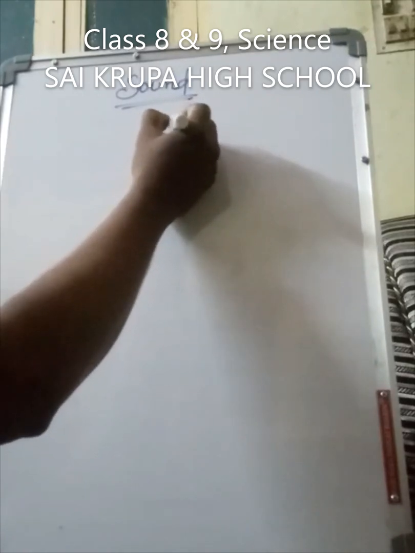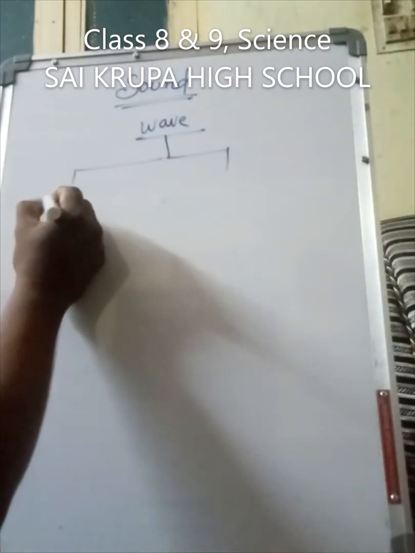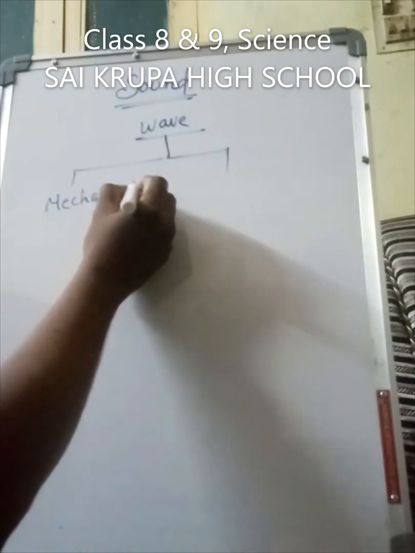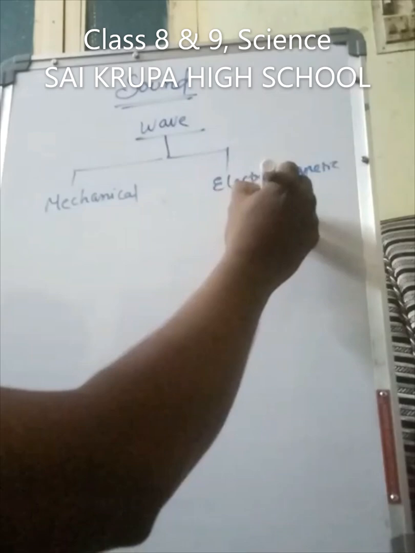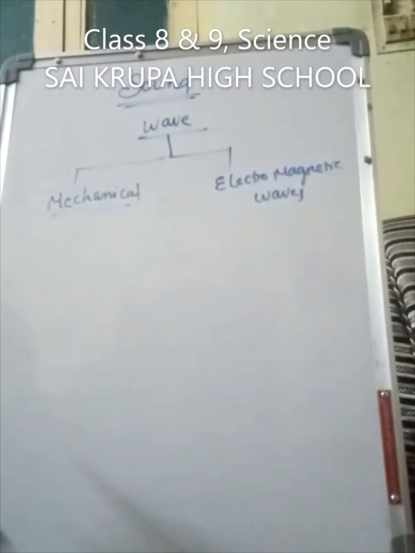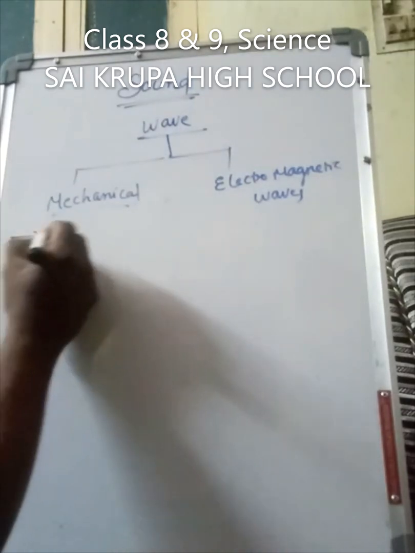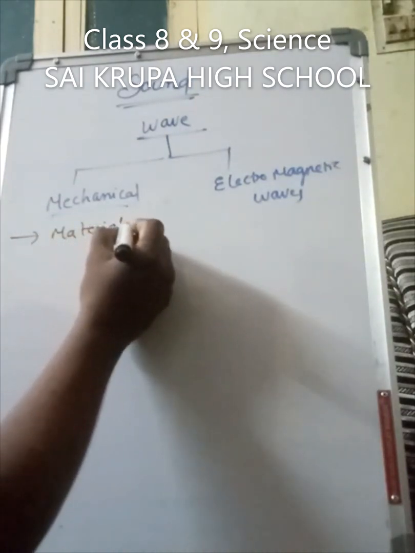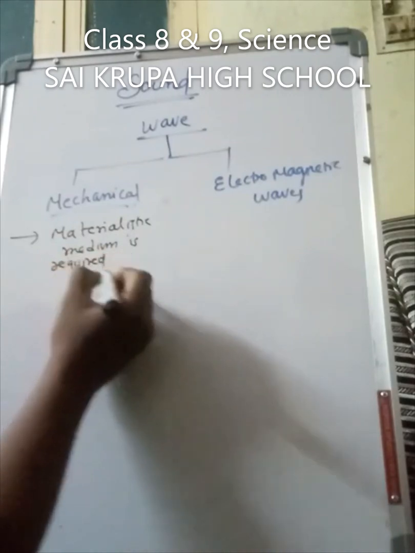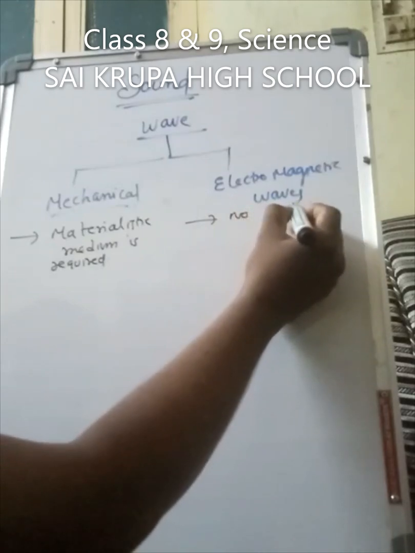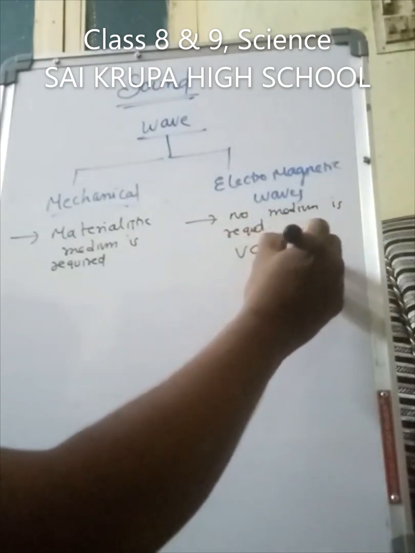So what is a wave? Waves are of mainly two types. One is mechanical waves, and the second type is electromagnetic waves. Mechanical waves require a materialistic medium to travel. But for electromagnetic waves, no medium is required, and they can even travel in vacuum.